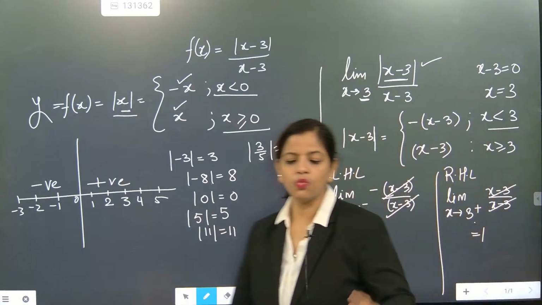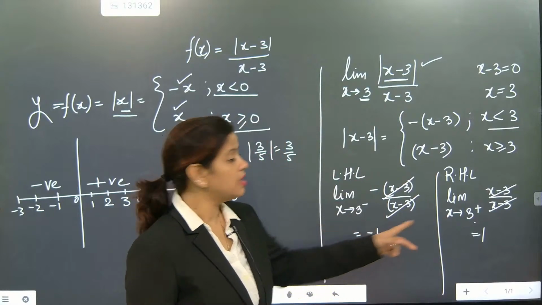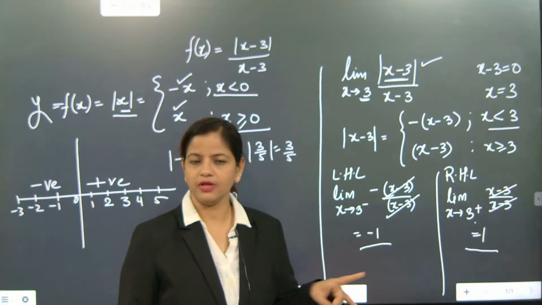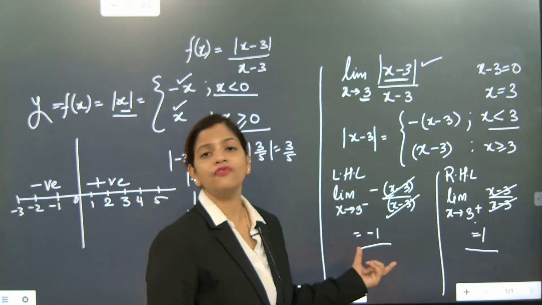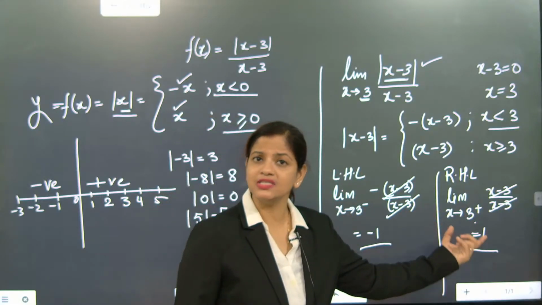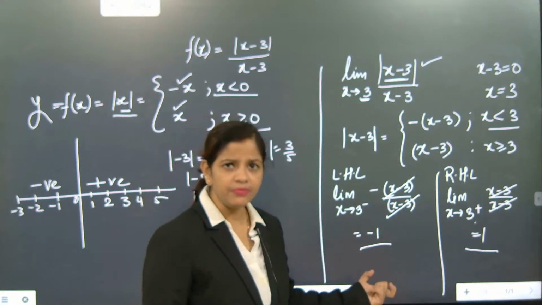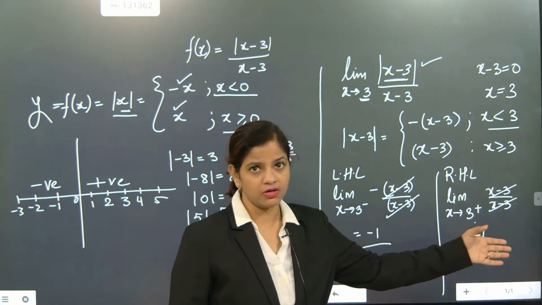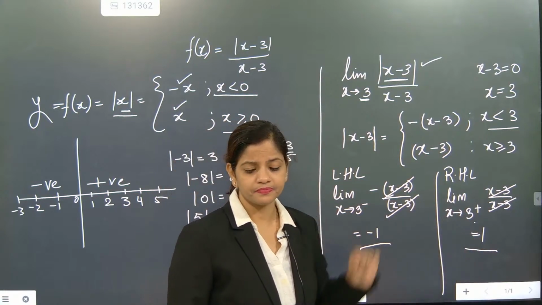So what final conclusion we have got? Left side is minus 1, right side is plus 1. Is it continuous? No, it is not continuous. What is the work of limit? The work of limit is to check left side value and right side value is same or not. Understood? So why we have applied limits? We have applied limits to check left side value is coming equal to right side or not. Here left side value is minus 1, right side value is 1.